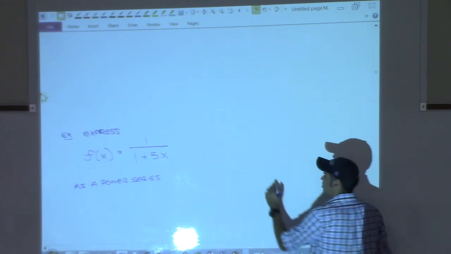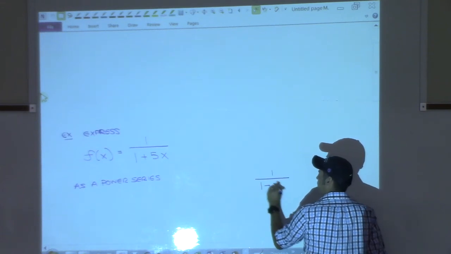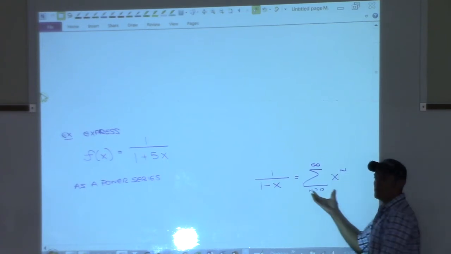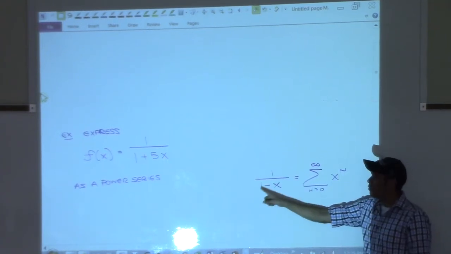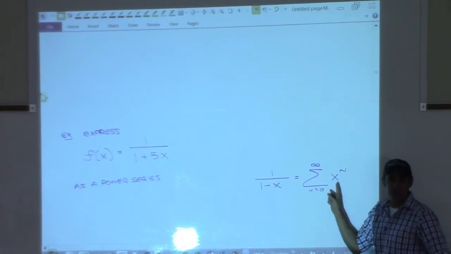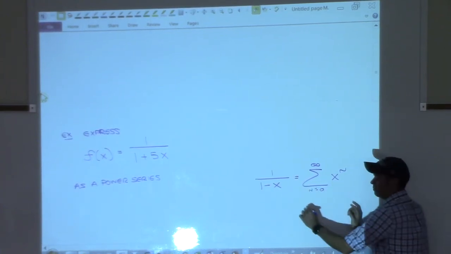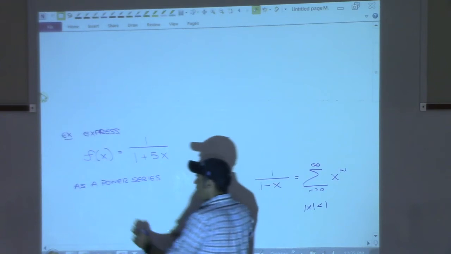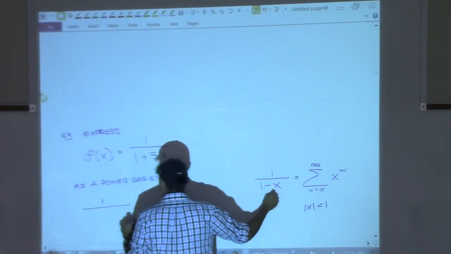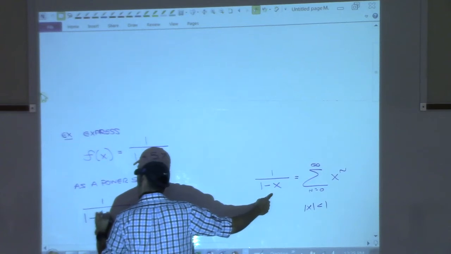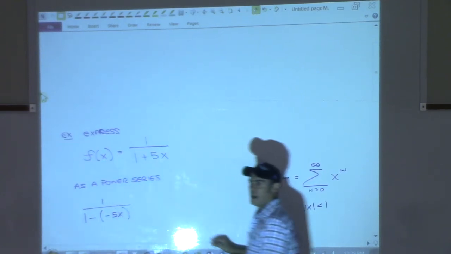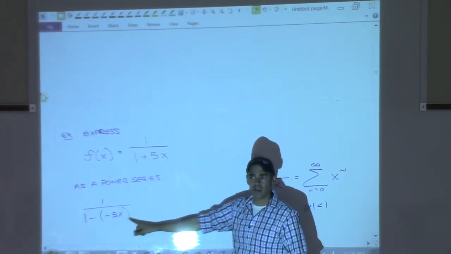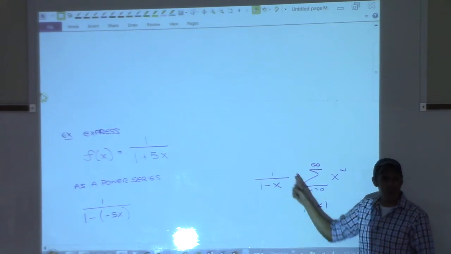So let's look at this. We have this thing. That's what I just had on the board, right? If we ever see 1 over 1 minus x, that's equivalent to this infinite series, so long as the absolute value of x is less than 1, right? So if I rewrite this, let's try and make it look like this. Do y'all see how that looks like 1 over 1 minus 5x? And you see that kind of fits into this format?